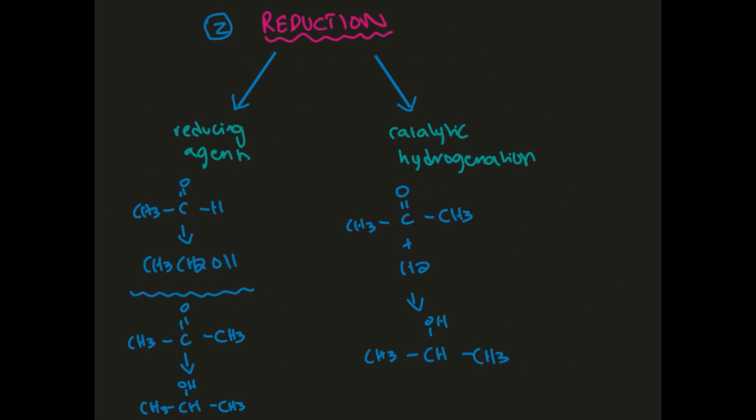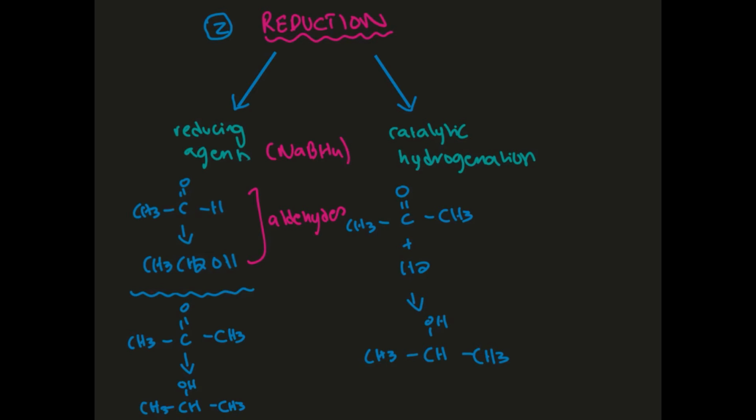Now we're going to be discussing the second type of reaction, which is going to be the reduction of aldehydes and ketones. We can classify this into two types. The first one is reduction using a reducing agent, and the second one is catalytic hydrogenation. So the reducing agent that we use for this reaction is going to be sodium borohydride. Now let's look at it separately for aldehydes and ketones.